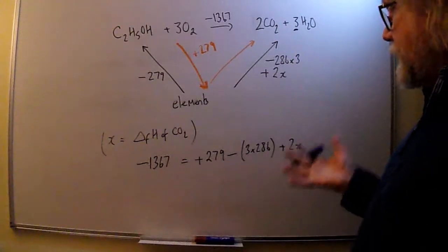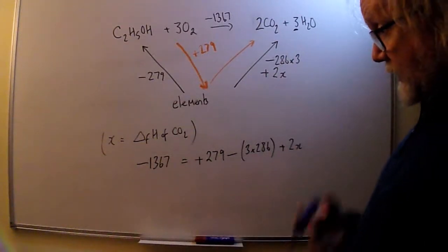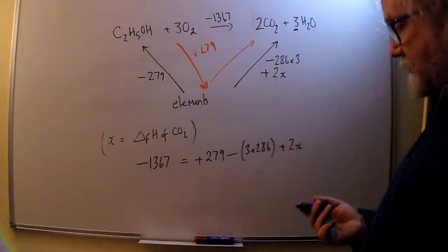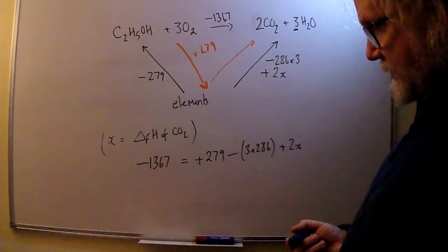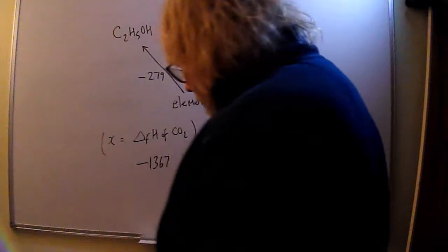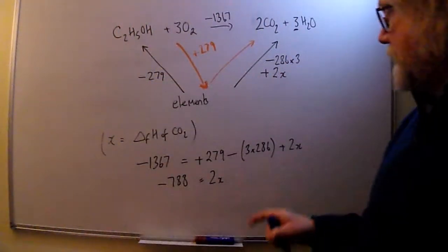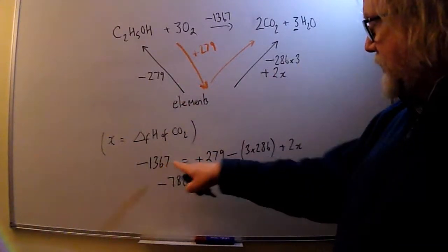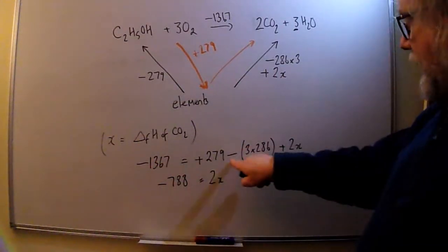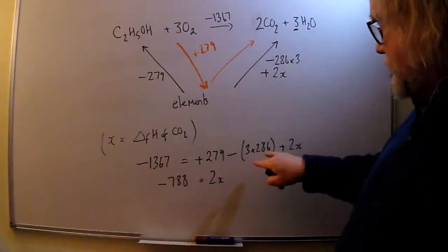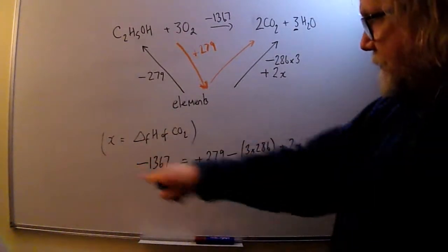Okay, and now it just becomes a little bit of rearranging to turn that into something that gives us the value of x. So if we just rearrange that slightly, moving both these terms over to that side, we get that minus 788 is equal to 2x. We've just subtracted 279 from each side to make it disappear from here, and then added 3 times 286 to each side to make it disappear from here.